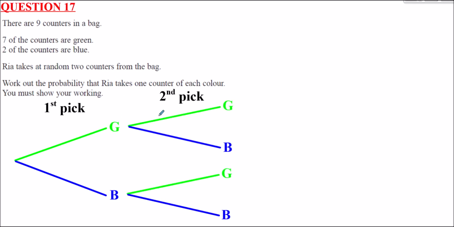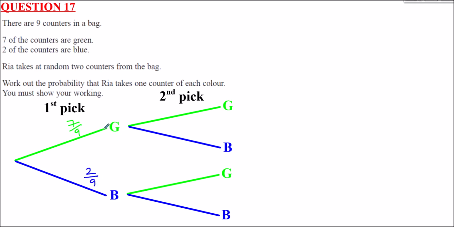So let's fill in these probabilities. Just think about the first pick. There's 9 counters to start with, 7 are green. So the chance of her picking a green to begin with is 7/9. 2 out of 9 were blue, so at the beginning if she picks a blue, that's a chance of 2/9.